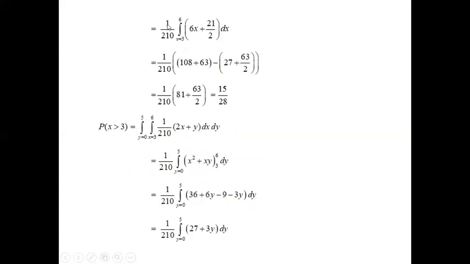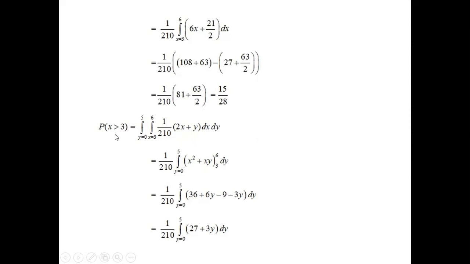So the answer is 1 by 210 into integration x equal to 3 to 6 of (6x plus 21 by 2) dx. So 1 by 210 into, again, if I do the integration, 6x squared by 2 plus 21 by 2 into x. If I substitute the limits, the answer becomes 1 by 210 into (81 plus 63 by 2), which is 15 by 28.